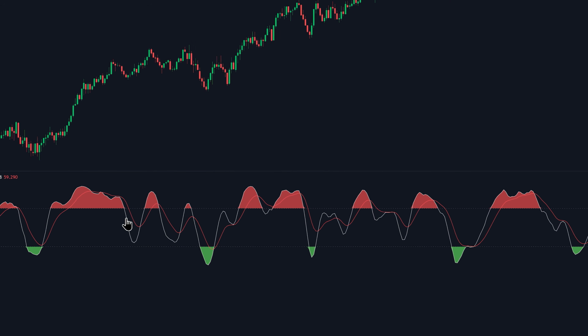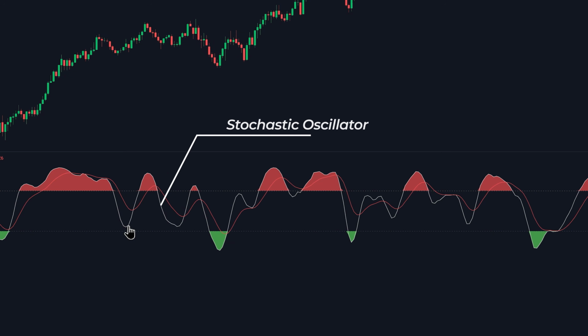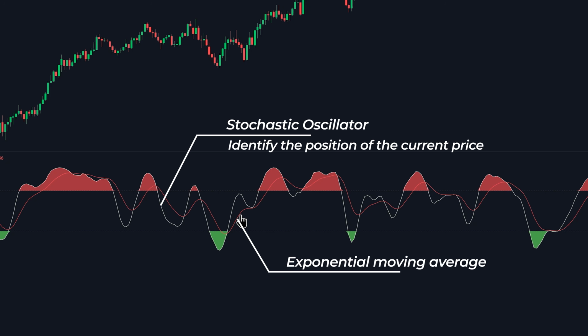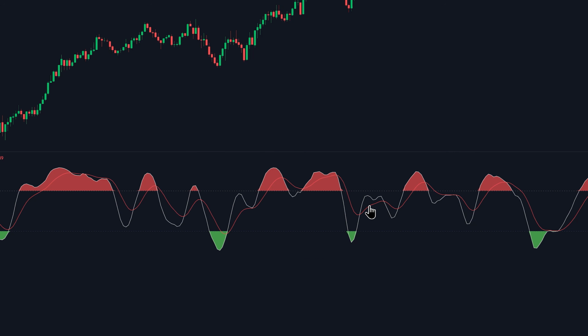So, this white line right here is called the stochastic oscillator. Its main purpose is to identify the position of the current price in relation to a recent trading range. Next, we have this red line right here. It's basically an exponential moving average, or EMA. By comparing the EMA to the stochastic oscillator, this indicator is able to determine the beginning of bullish and bearish momentum based on the crossovers of the two lines.